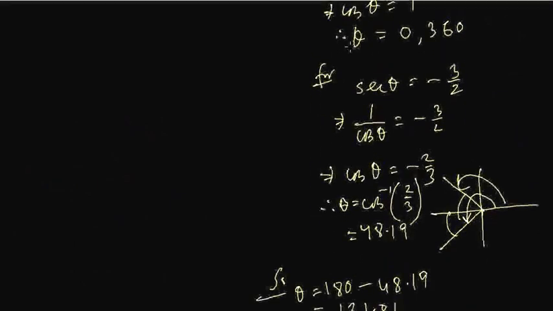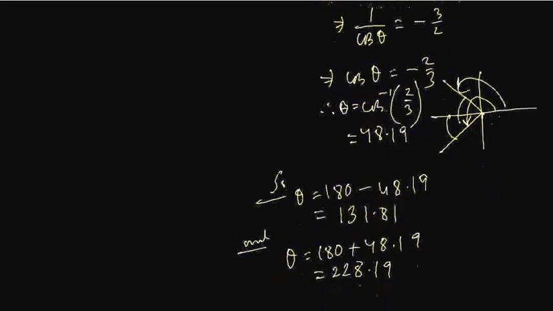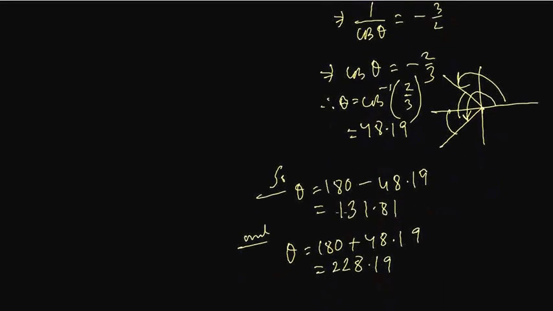So first of all, we got theta equal to 0 and 360. We're going to take the 0, and here we found two values, 131.8 and 228.2. So the overall answer is theta equals 0, 131.8 and 228.2. These three are the values.